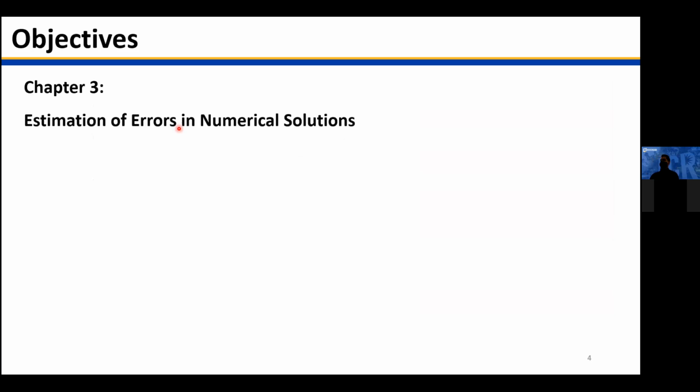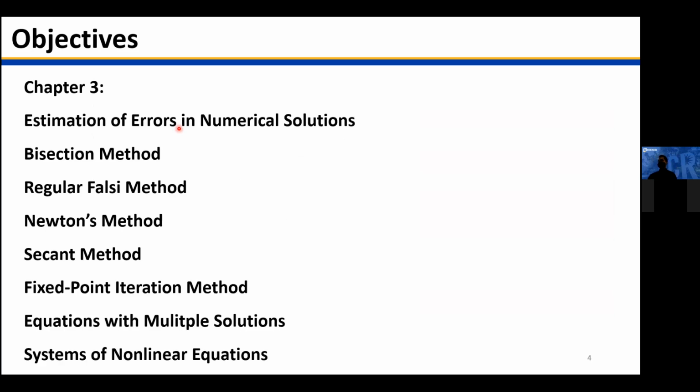All right. So again, chapter 3 covers lots of different stuff. We're going to be starting with the background and basically deriving the equations for the estimation of errors. And so once we have those definitions, we can define each of the methods: bisection, regula falsi, Newton's, secant, fixed point iteration, equations with multiple solutions, and systems of nonlinear equations. Chapter 3 focuses on the methods. So we're doing bisection method, regula falsi, and Newton's method today.